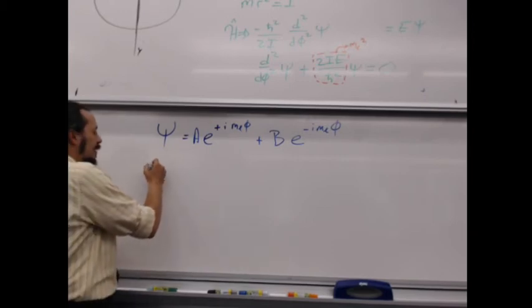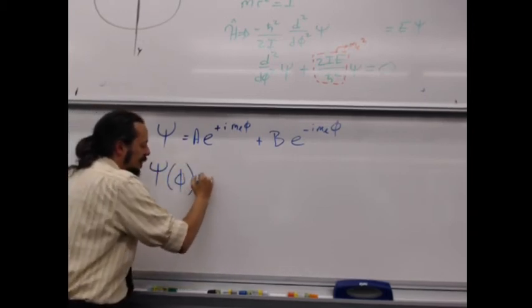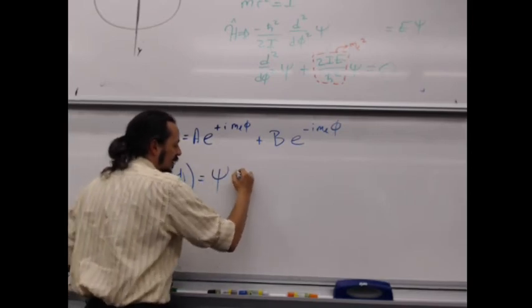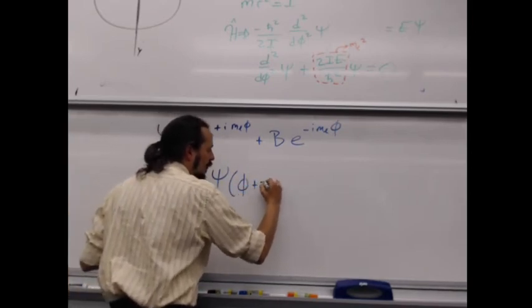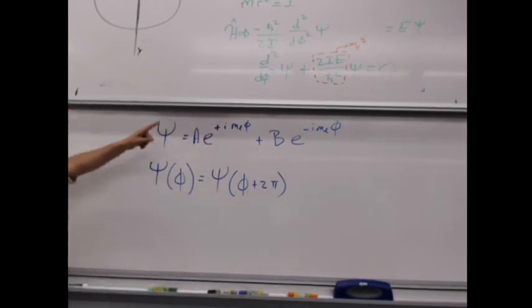The boundary condition that we're going to have is psi of phi is equal to psi of phi plus 2 pi. Right? That is to say, any angle, if I spin back around on it, I better get the same answer. Right? This covers two things. I need to be single valued and I need to be continuous. This is going to look at both of those.